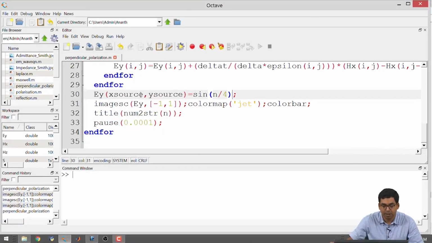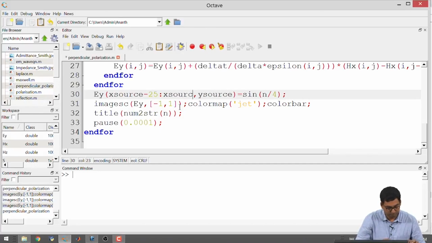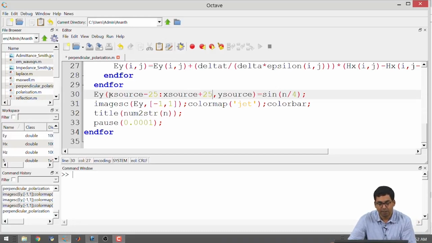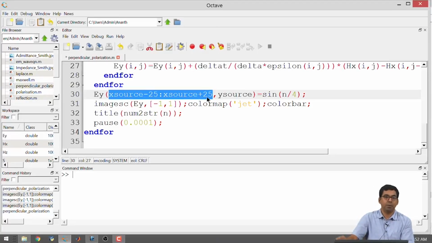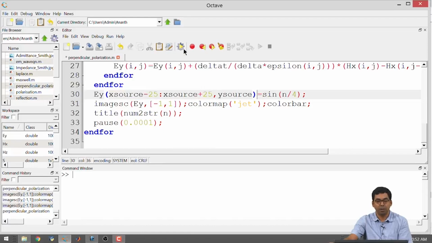For example, I could say that... okay. So, what I have done here is instead of having a single point, I am having x source minus 25 to x source plus 25. That means that I am going to have a line which is going to be emitting an electric field corresponding to sin n over 4. So, when I run this, you will be able to figure out exactly what I have done.